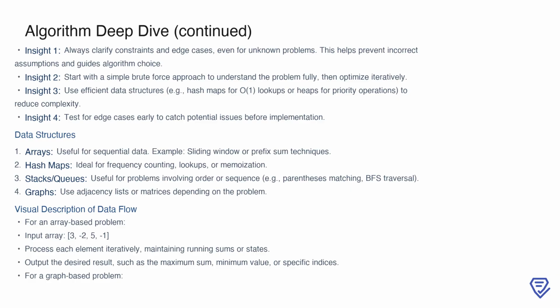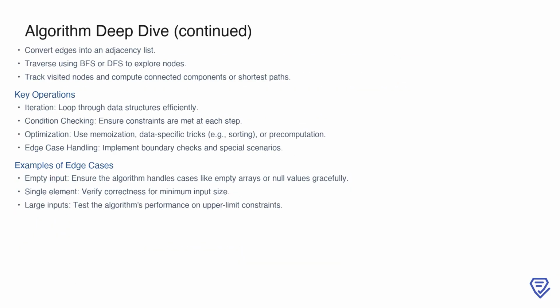To visualize data flow, consider an array problem where elements are processed iteratively. For example, starting with an input array like 3, -2, 5, -1, you might maintain running sums or states to compute the desired result, such as the maximum sum or specific indices. For graph-based problems, the data flow often begins with converting the edges into an adjacency list. Traversing the graph using BFS or DFS allows you to explore its nodes systematically. During traversal, you can track visited nodes to identify connected components or compute shortest paths.